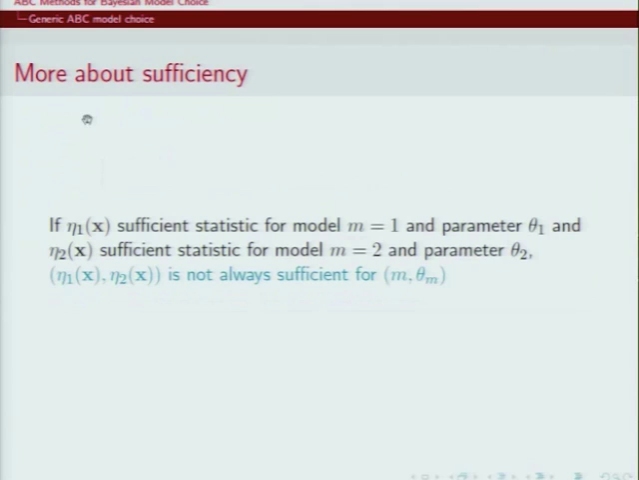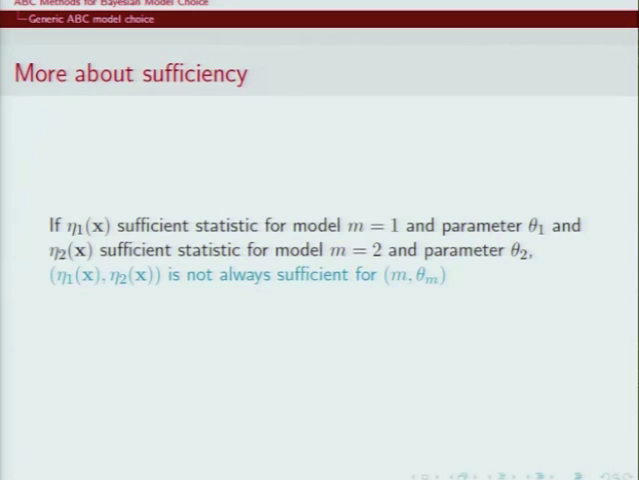The point that it was working was about sufficiency, because let me skip to the general issue. If you start with two models, M1 and M2, each of them with a sufficient statistic, eta 1 and eta 2, so eta 1 is sufficient for model 1 and eta 2 is sufficient for model 2, the pair eta 1, eta 2 is not necessarily sufficient for the pair M, theta M. Of course, eta 1, eta 2 is sufficient for theta 1 in model 1, and for theta 2 in model 2, because we take a larger vector. But for identifying the model index, we may lose the sufficiency.